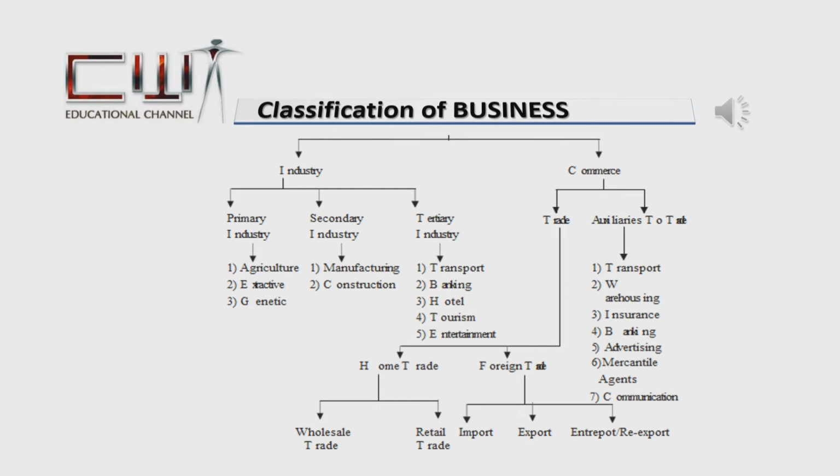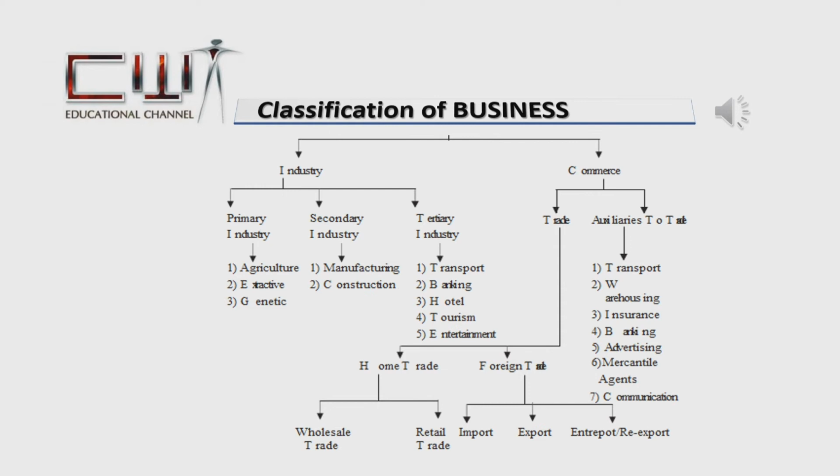Coming to secondary industry, these are the manufacturing units or the construction units. Manufacturing units take a raw material, convert it into a finished product with the help of other raw materials. So finally, a new product comes out of manufacturing. In the construction industry, some construction is done on an immovable property, and then it amounts to construction.